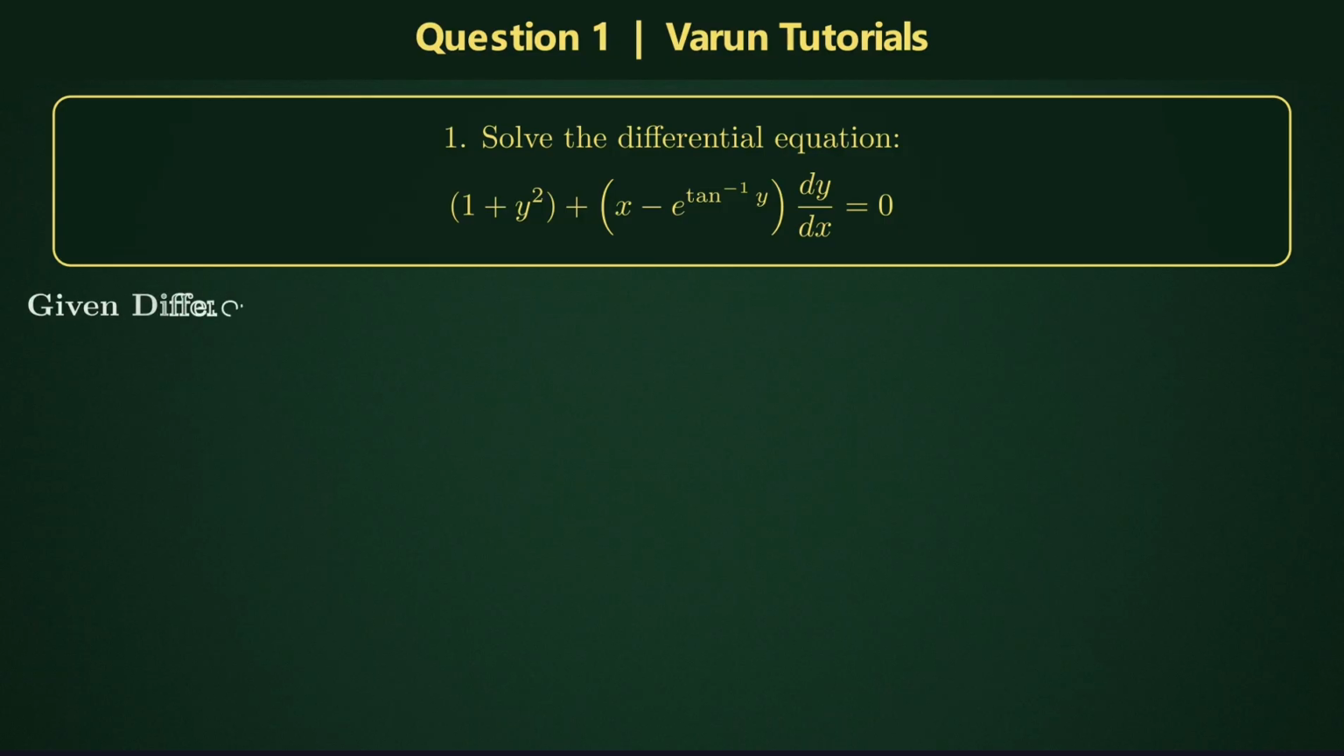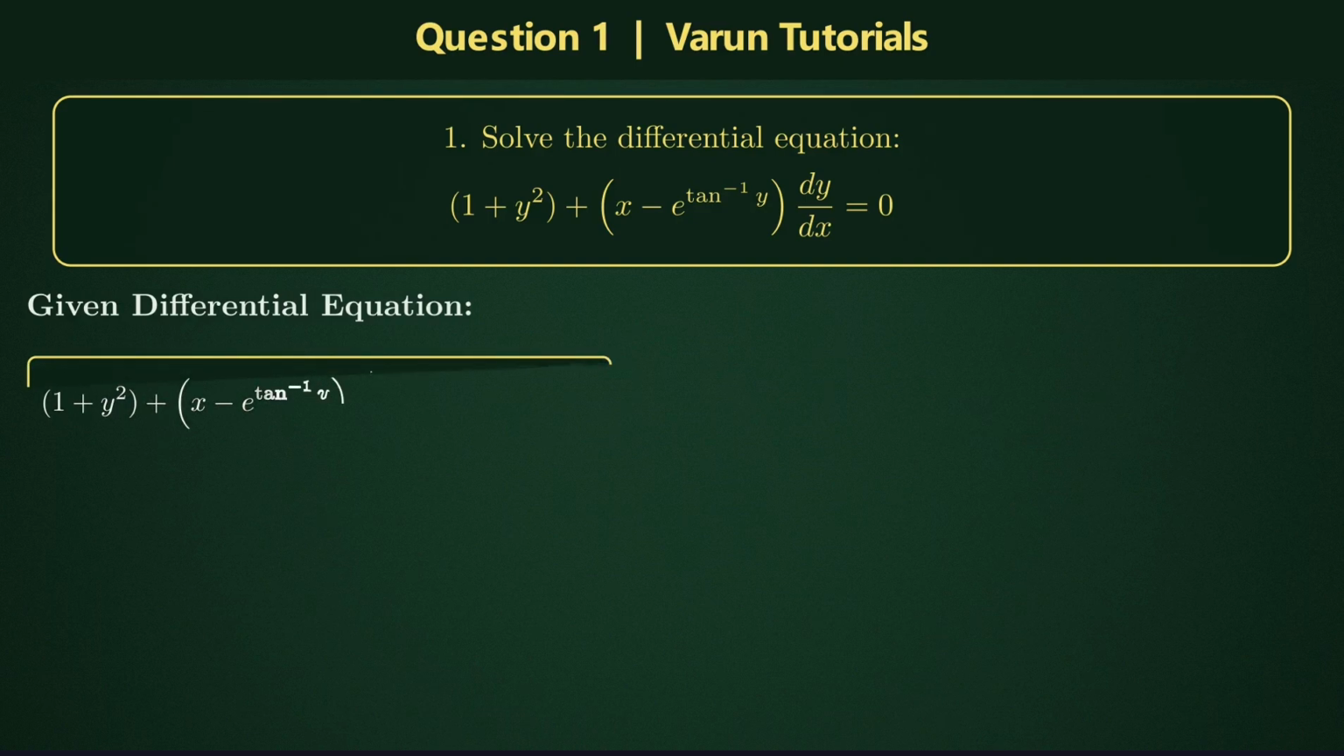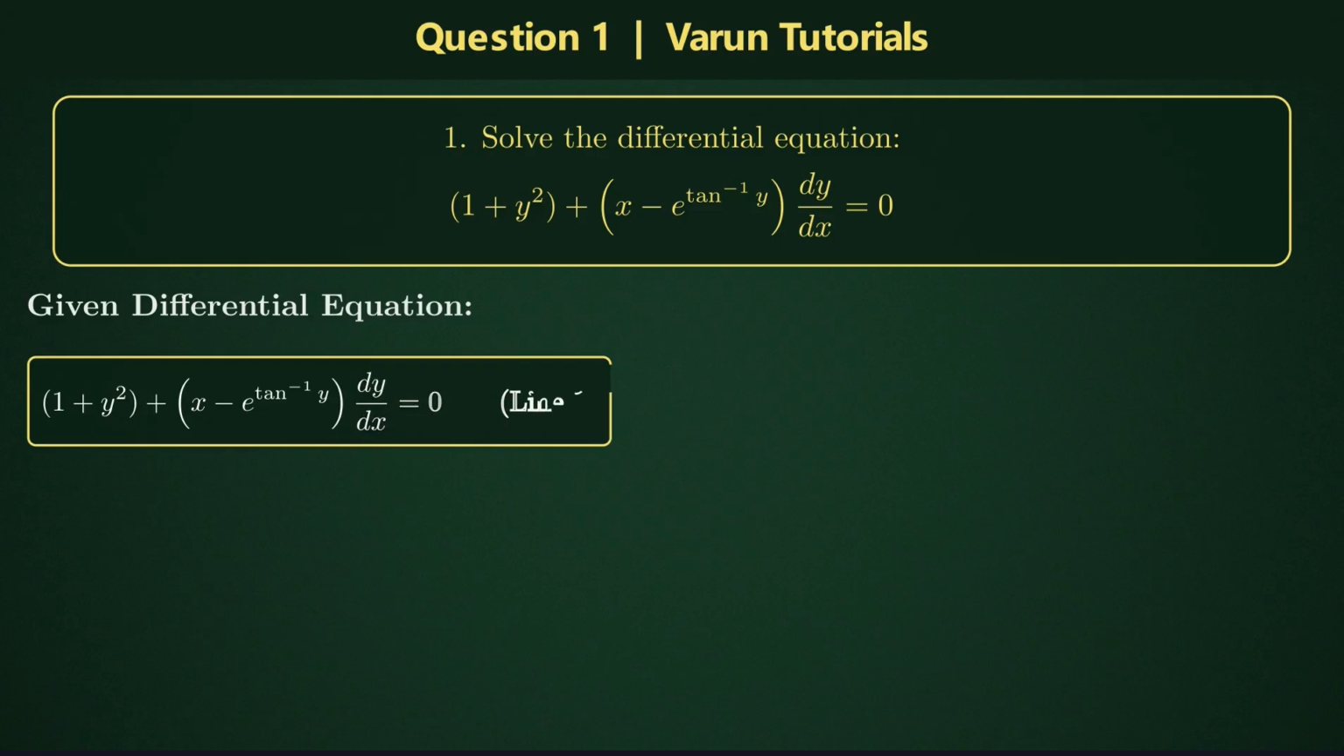We start with the given differential equation. The equation is 1 plus y squared, plus the quantity x minus e to the tangent inverse of y, times dy by dx, equals 0. We will label this as line 1.